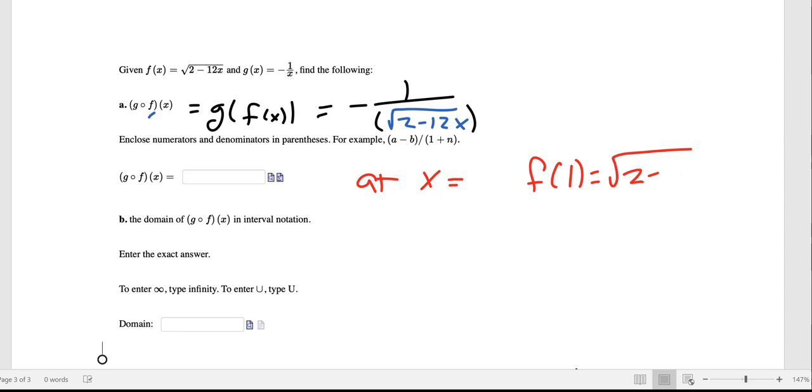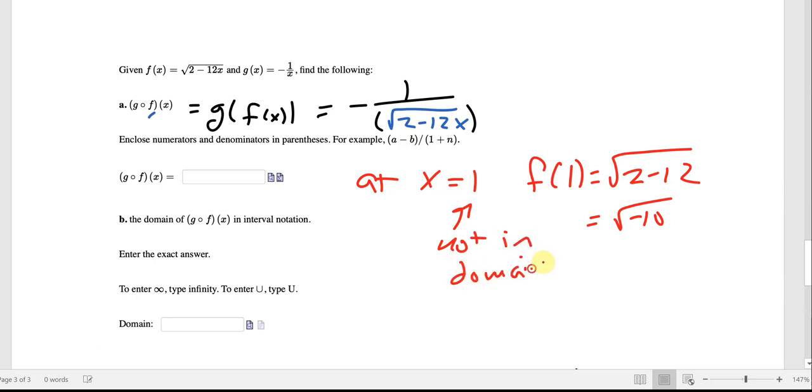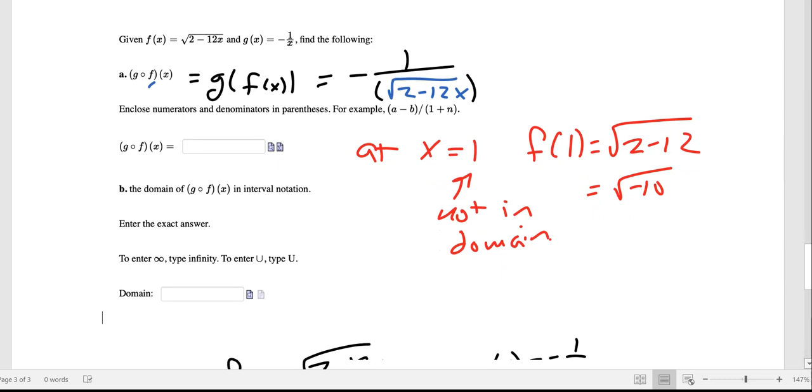Okay, so you know what, I had x equals 1, but we're going to wind up with the square root of a negative number. So this is not in the domain. Okay? Which is kind of applicable to what we're talking about.